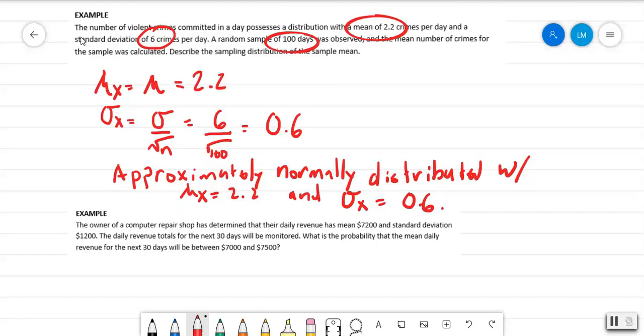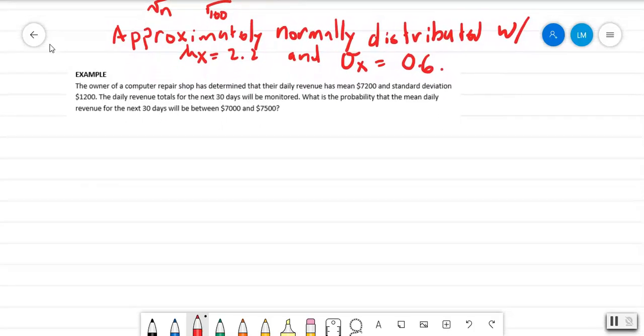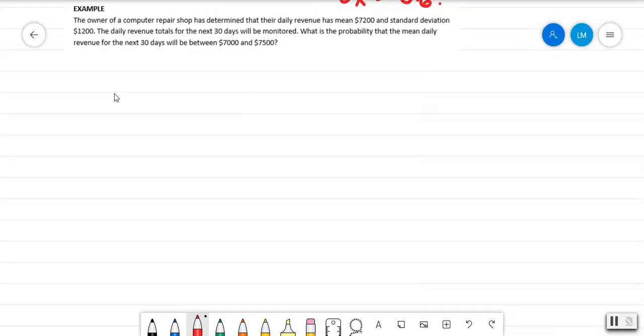Now normally when we deal with a sample distribution, we just need to make sure that the sample size is greater than or equal to 30. So it just has to be greater than or equal to 30.